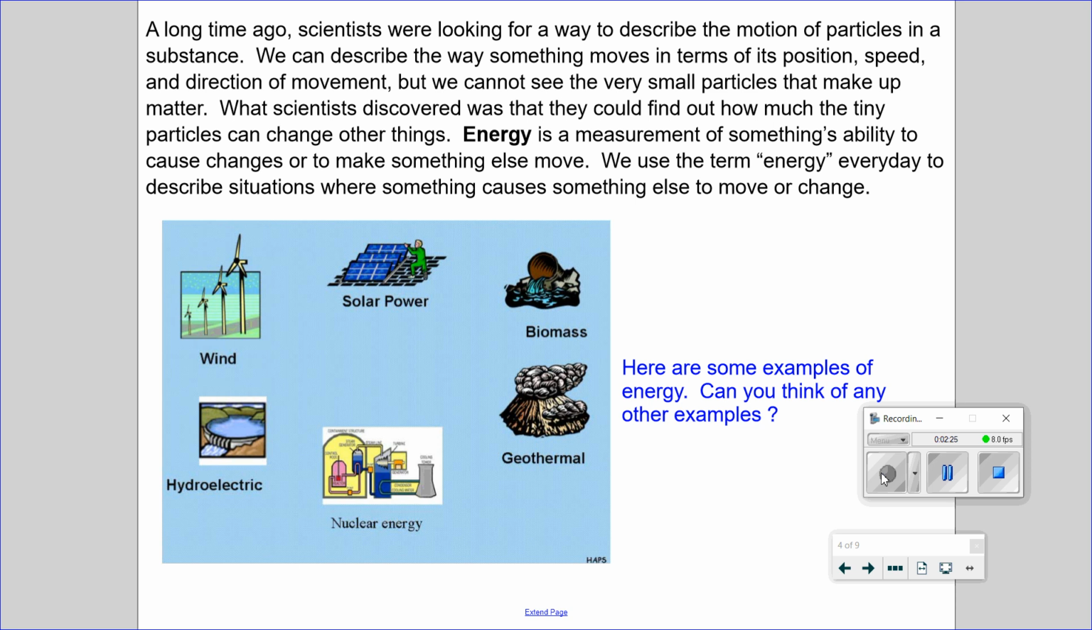So again, just look at this diagram here. We've got several examples of energy. Wind, that movement causes change. Same for solar power. Hydroelectricity comes from the movement of water. We have geothermal energy, which is the focus of this entire unit. And of course, nuclear energy and biomass.